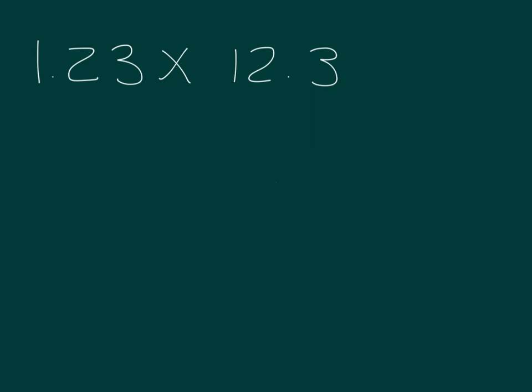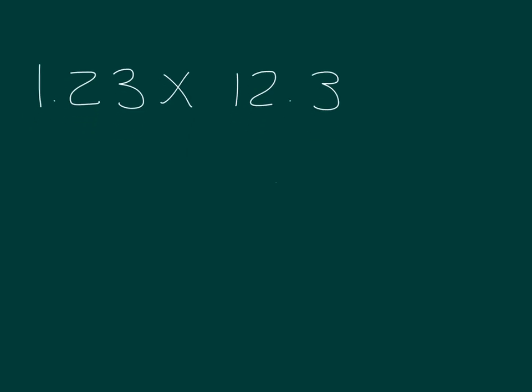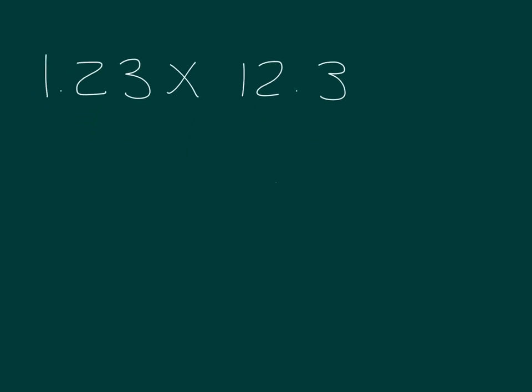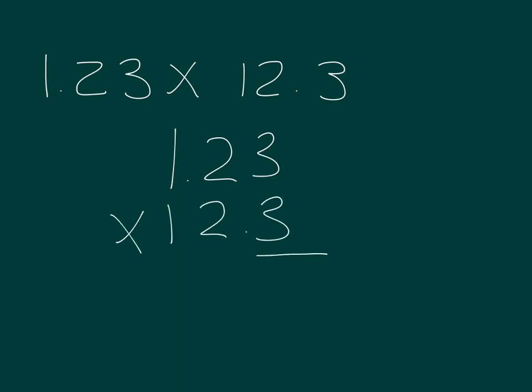Okay, so what we see here is we have 1 and 23 hundredths multiplied by 12 and 3 tenths. How we're going to set this problem up is we're going to write it just like this: 1 and 23 hundredths times 12 and 3 tenths. Now, in multiplication with decimals, you do not need to line up your decimals like we did in add and subtract. We're going to go ahead and just multiply this as normal.